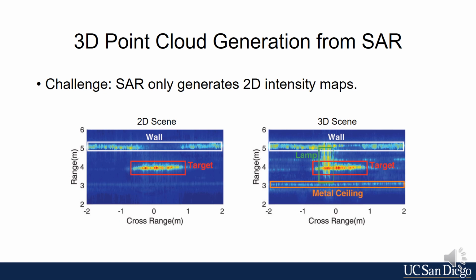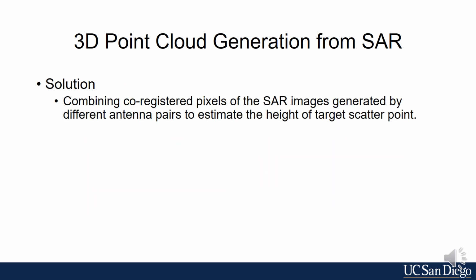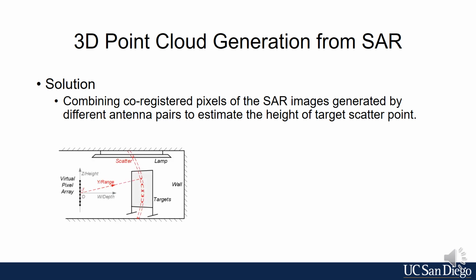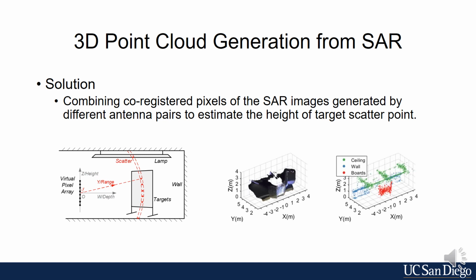The final challenge is that SAR only generates 2D intensity maps. The figures below show an indoor scenario, where images of objects at different heights overlap with each other. To solve this challenge, we exploit multiple antenna pairs along the vertical direction. For each antenna pair, we generate one SAR image and find pixels with high intensity. In the paper, we prove that the complex pixel values do encode the elevation information. So we combine co-registered pixels of all SAR images to form a virtual pixel array and estimate the elevation of the pixels. The right figures show an indoor scenario captured by a stereo camera and a radar point cloud generated by MilliPoint.